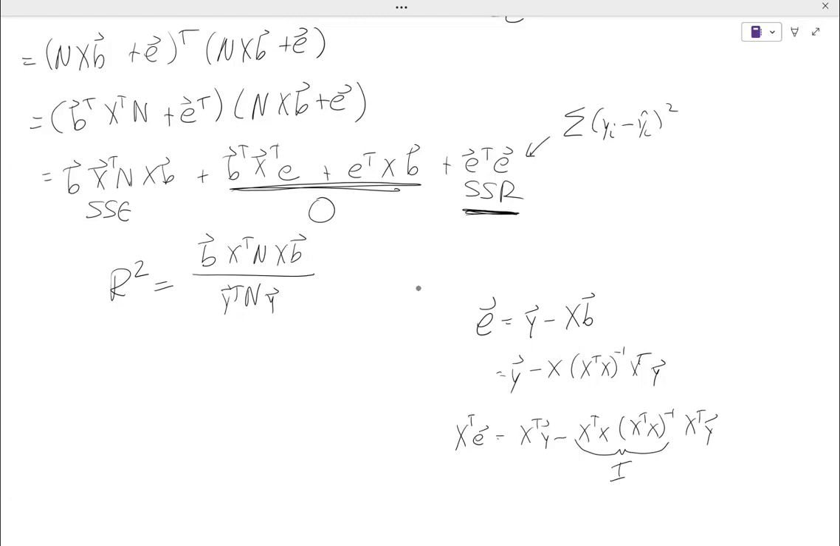When I take the identity matrix times X transpose Y, I just get X transpose Y. So what are we left with? X transpose Y minus X transpose Y. We end up with the zero matrix, or the zero vector, I guess, in this case, since the E is a vector. So if I take X transpose times E, I get 0.